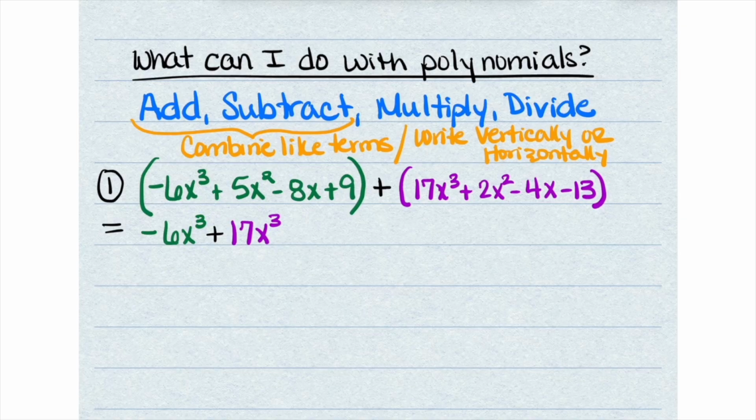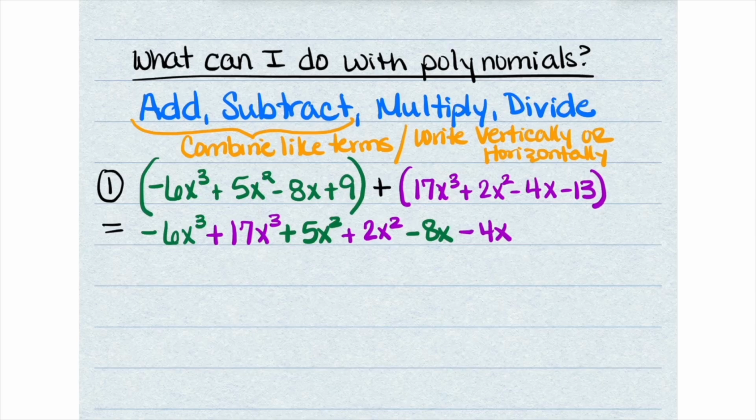Okay, let's keep going. Then I'm going to do 5x squared plus 2x squared. So 5x squared, and then I'm going to say plus 2x squared. Trying to keep the colors so y'all can see how the sign is going to follow the number. So I have my x squared terms. Now I'm going to do my x terms, right? So then I have a minus 8x and a minus 4x.